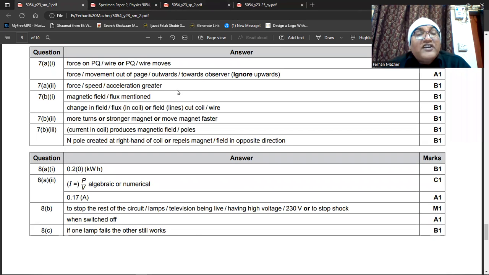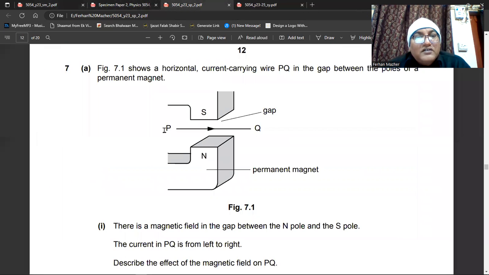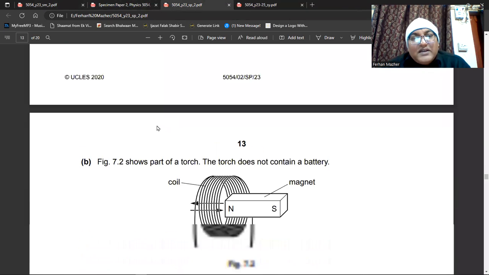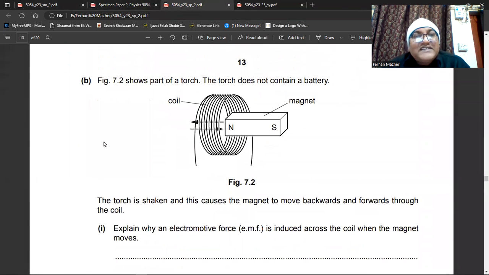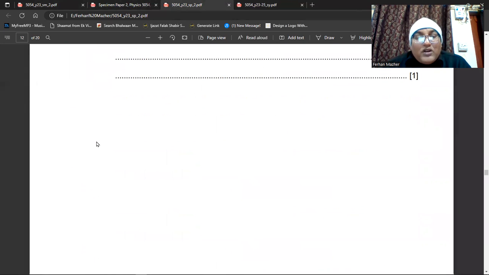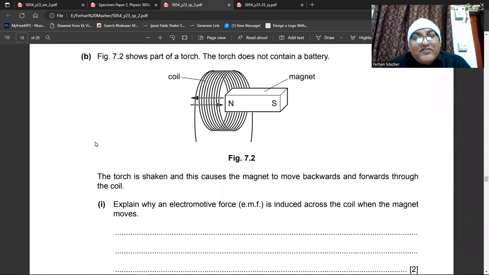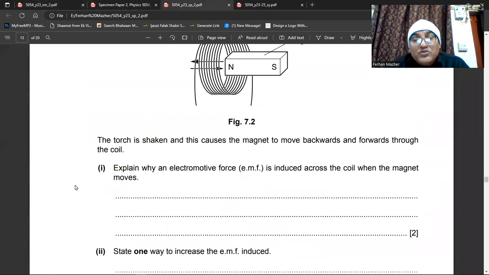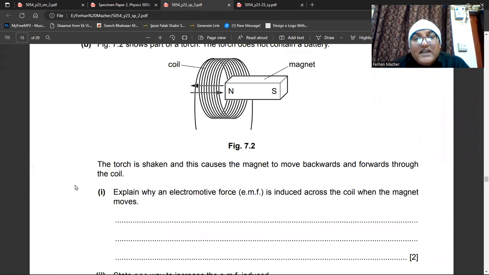Force, speed, acceleration greater. Okay, so our answer is right, sir. Then question number 7, it's B part. Figure 7.2 shows part of a torch. The torch does not contain a battery. The torch is shaken and this causes the magnet to move backward and forward through the coil. Explain why an electromotive force is induced across the coil when the magnet moves.